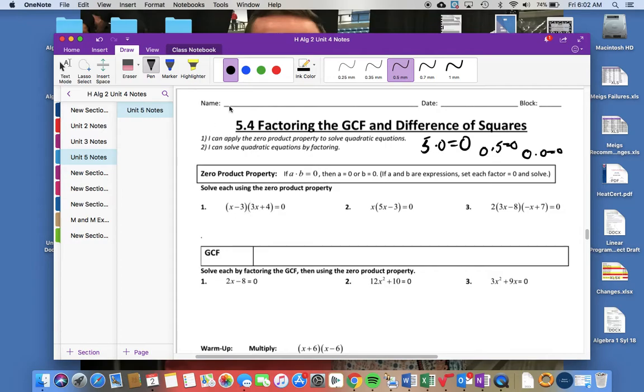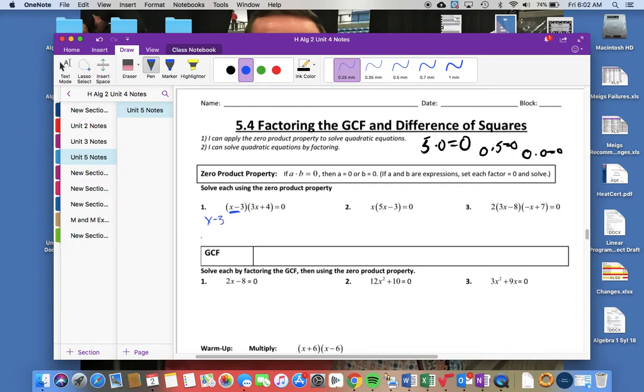and we're going to look at it in a little bit more complicated sense in that we're not going to look at it in terms of just numbers, we're going to look at it with expressions. But it works the same way. If you got this expression multiplied by this expression, then in order to get a product of 0, at least one of them has to be 0.